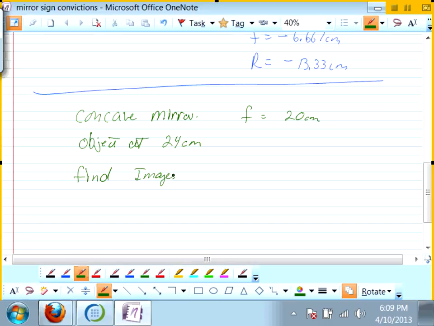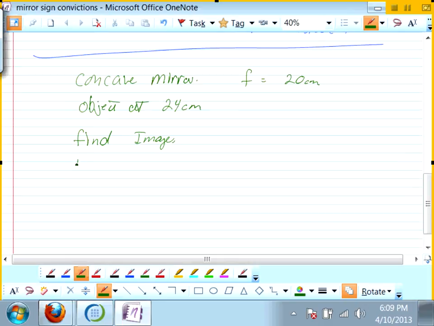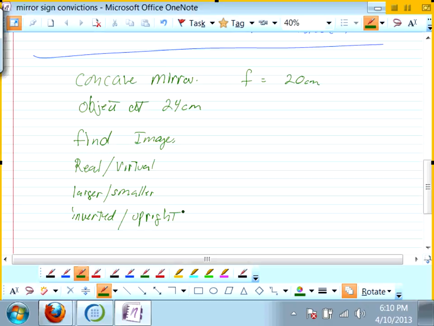So for a concave mirror, the focal length is 20 centimeters. The object is at 24 centimeters, just outside the focal length. Find the image. Tell me if it's real or virtual, upright or inverted, larger or smaller. Answer those questions.